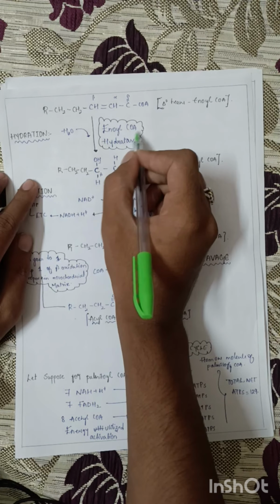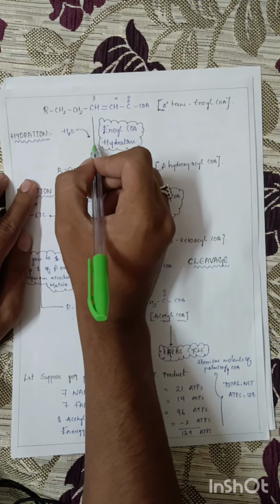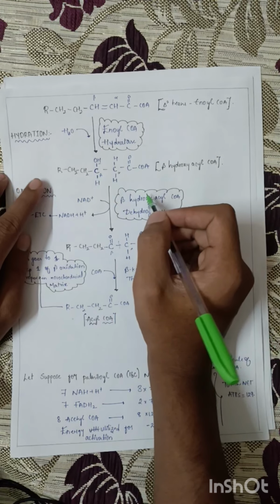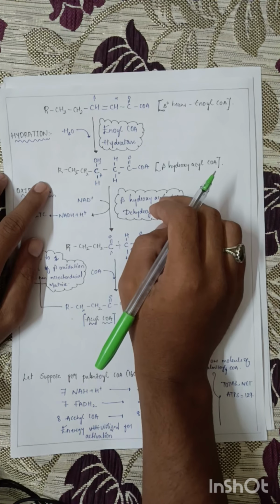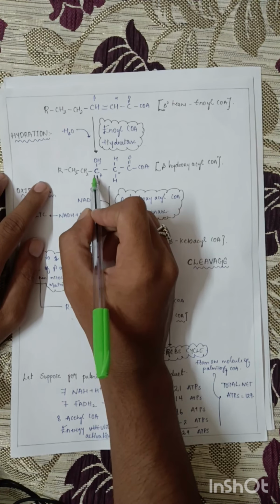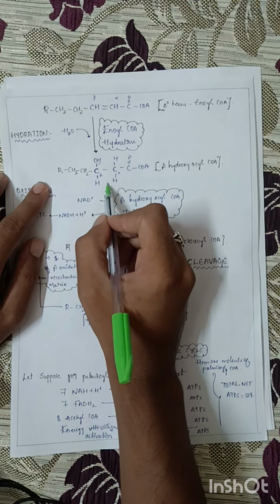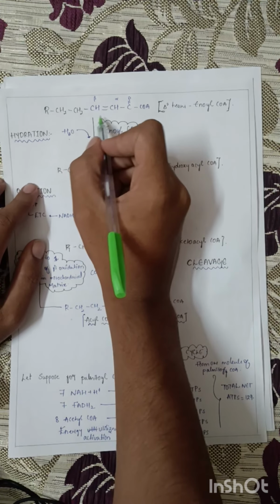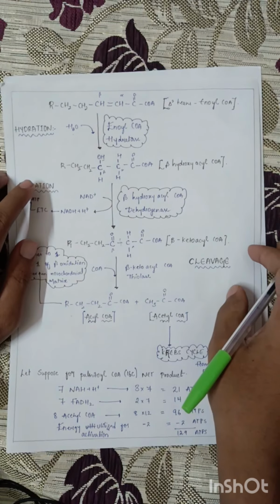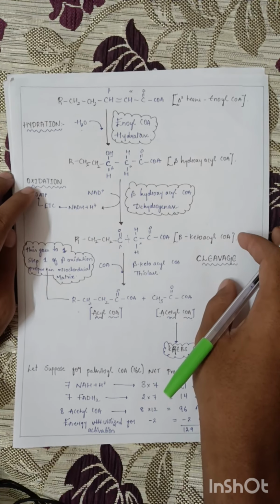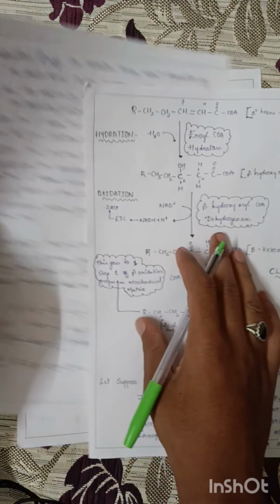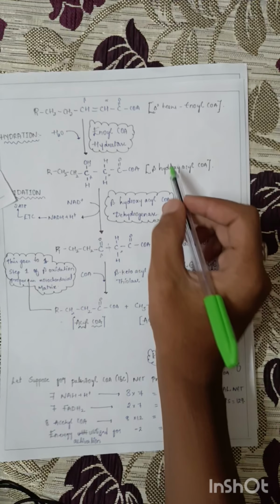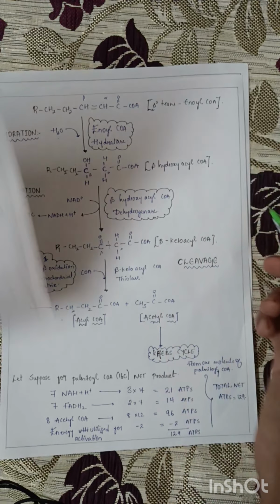With the help of enoyl CoA hydratase, one molecule of water is added. In that we have H plus and OH minus ion. We are doing beta oxidation, that's why the OH is attached to the beta carbon, and the hydrogen is attached to the alpha carbon. So the double bond is converted into a single bond. So it forms beta hydroxyacyl CoA.